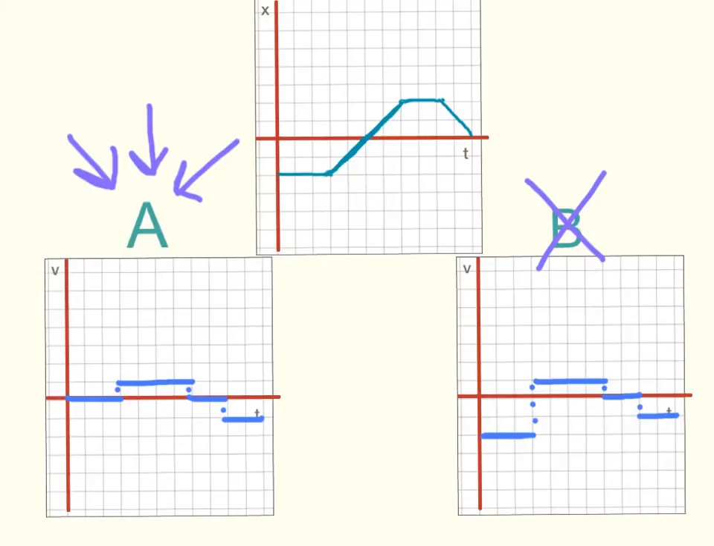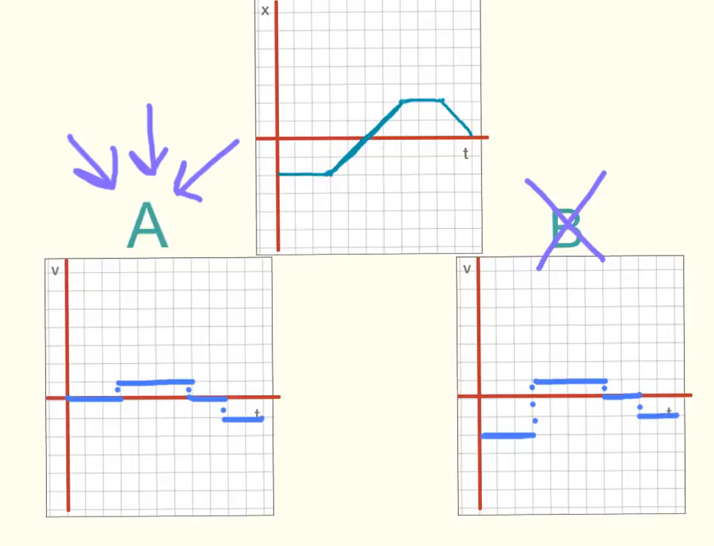So we know that the slope of the position time graph tells us the velocity. So since there's no slope here, there should be no velocity, but B shows a velocity of -2 to start with. So A is the correct one. It has a velocity of 0, then a +1, then 0, and then -1. So great job finding that mistake.